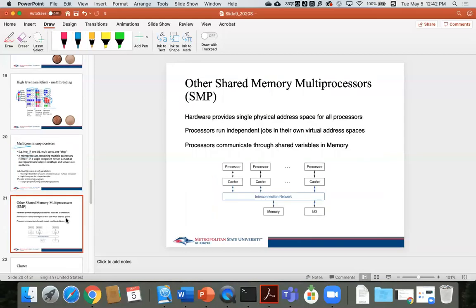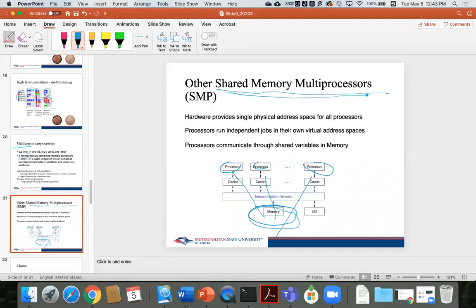So you might have heard a few other multiprocessor concepts. One is called shared memory multiprocessor. What does that mean? In a shared memory multiprocessor, you will have a few different processors, and they have their own cache, but they all share the same memory. So that's why it's called SMP, shared memory multiprocessor.